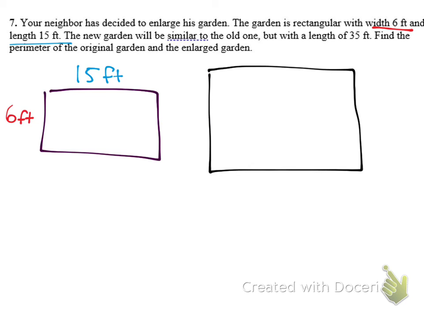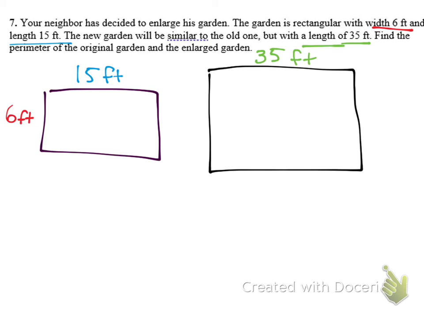This time it has a length of 35 feet. So you see how it says length? It needs to be corresponding with the length of the other rectangle. So it needs to be in the same spot. So 35 feet, 15 feet. Can we all see it?